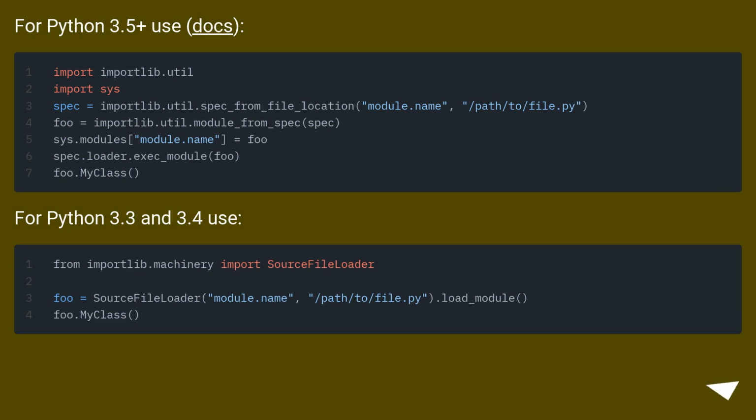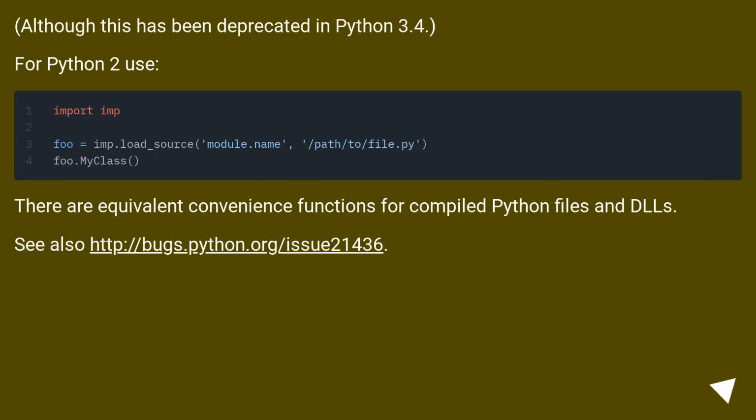For Python 3.5 plus use docs. For Python 3.3 and 3.4 use this, although it has been deprecated in Python 3.4. For Python 2 use this. There are equivalent convenience functions for compiled Python files and DLLs. See also this URL.